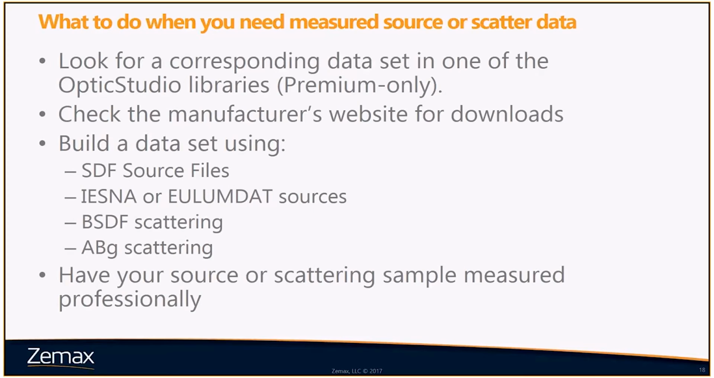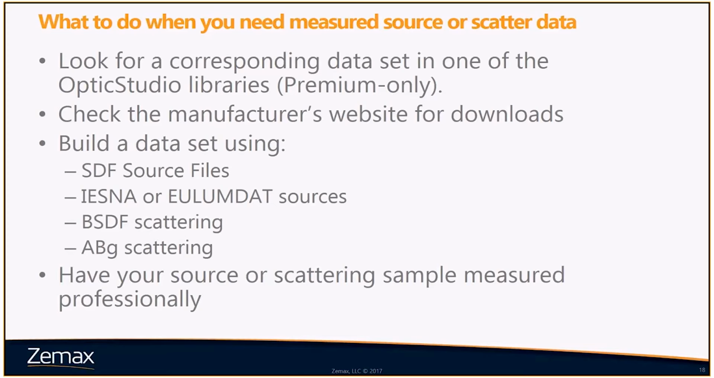So what do you do when you need measured source or scatter data, but you maybe don't have it? The first thing you can do is look for a corresponding data set in one of the OpticStudio libraries. The data sets are only available for download in premium versions, but you can look through the catalogs and see what's available within Professional. You can't in Standard, just because you don't have access to the entire non-sequential sector, which is where that tool resides. But inside Professional, you can see the full list of available data items.